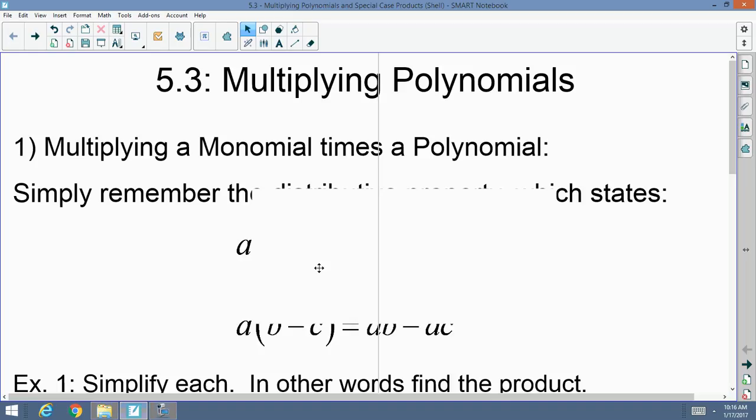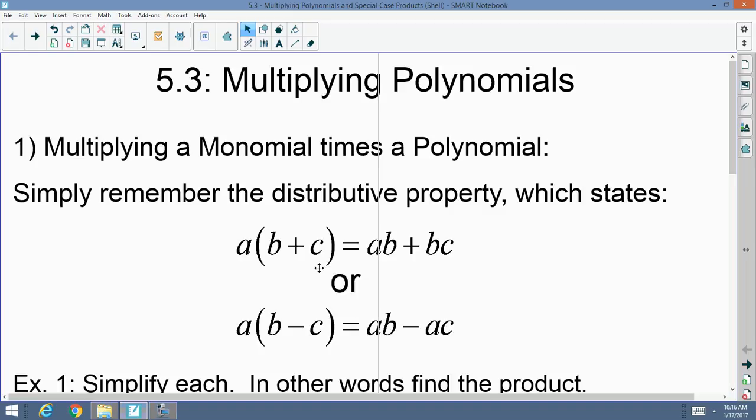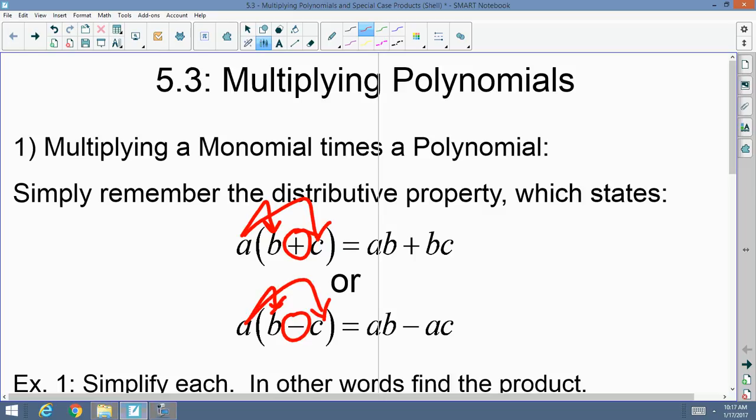If you remember, the distributive property states that when I have A times parentheses B plus C, that is going to equal AB plus AC. Why? Because I am distributing. Think of if I tell you to distribute this paper to everyone in the class. You've got to give it to every single person. It doesn't matter if there's an addition or a subtraction here. You're multiplying the outside value or variable, the outside term, to everything inside of the parentheses.